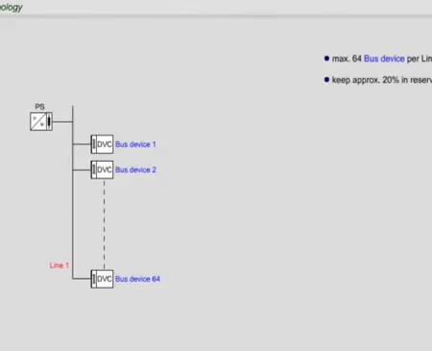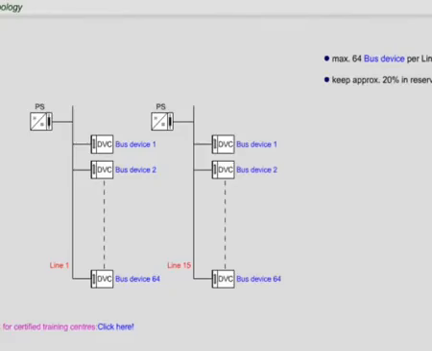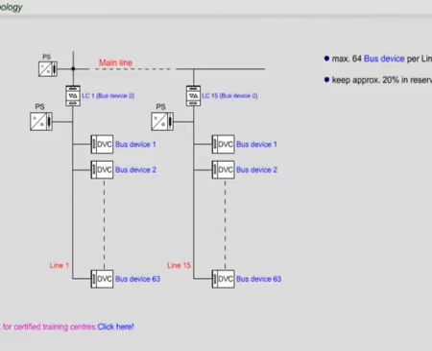Certified training centers offer ETS3 professional training. Via a main line, up to 15 bus lines can be connected. All lines together are called an area.